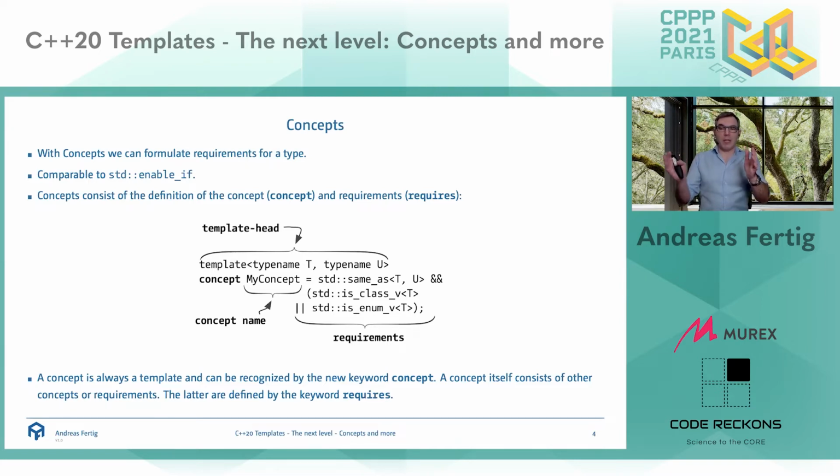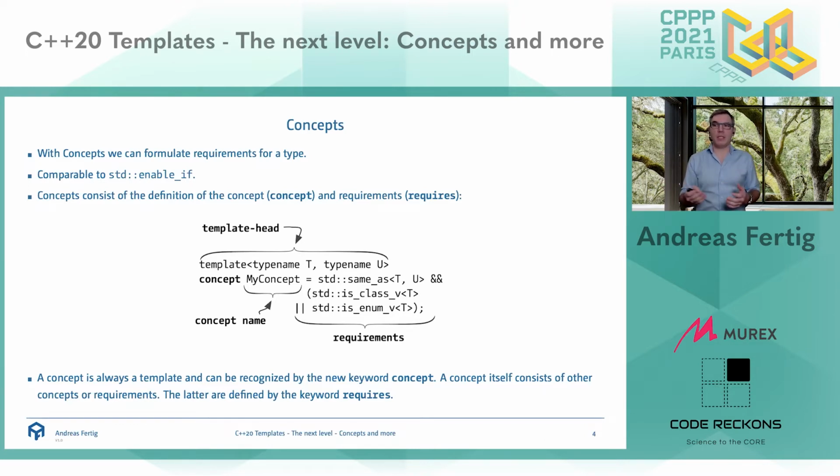After the template head, we start with the new keyword concept. This tells our colleagues and the compiler that we are looking at a concept. And then we give this concept a name. We have to follow the usual variable name rules here. I chose MyConcept. That's a really great name, I think, for a concept. It's probably unique as well. And then after the equal sign, I'm assigning requirements to this concept.